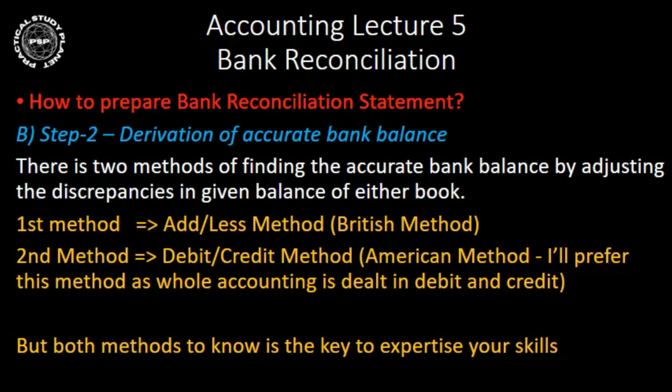There are two methods of finding the accurate bank balance by adjusting the discrepancies in a given balance of either book. The first method is the add-less method, the British method. The second method is the debit or credit method, the American method. I prefer this method as whole accounting is dealt with in debit and credit. But knowing both methods is key to expertise your skills.